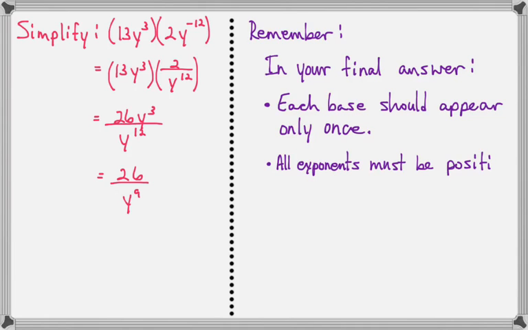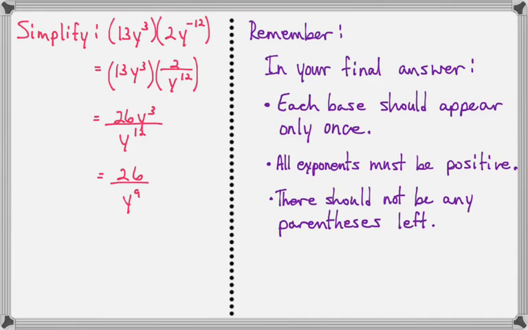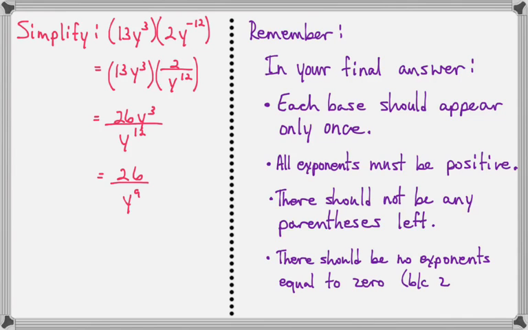Also, all exponents must be positive. Any negative exponents have to be cleared up. There should not be any parentheses anywhere, because we should work all of those out where they're no longer needed. And there should be no exponents that are equal to 0, because anything to the 0 power is 1. And if you have any factors where the exponent is 1, just do not write that 1 exponent.